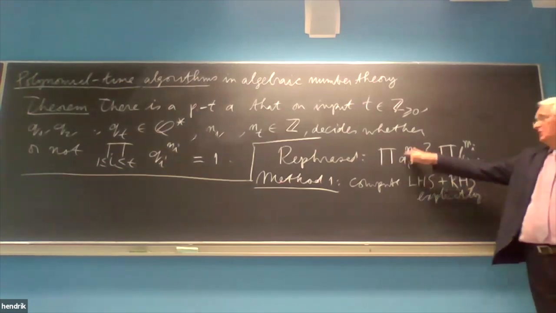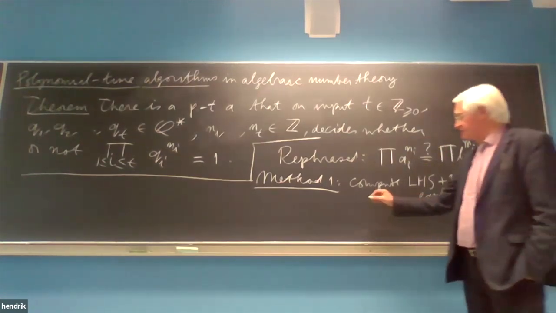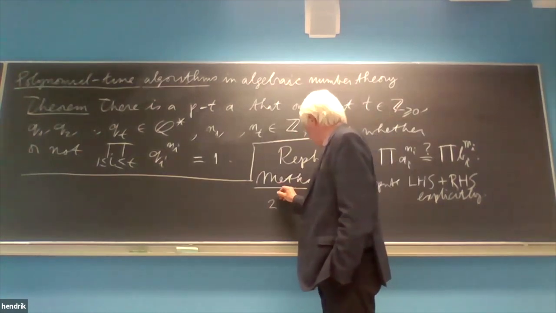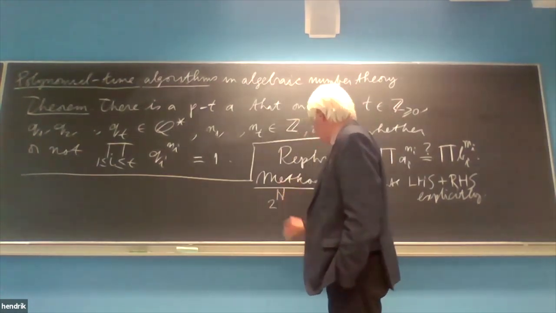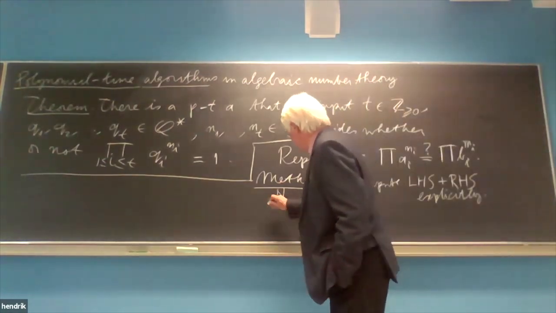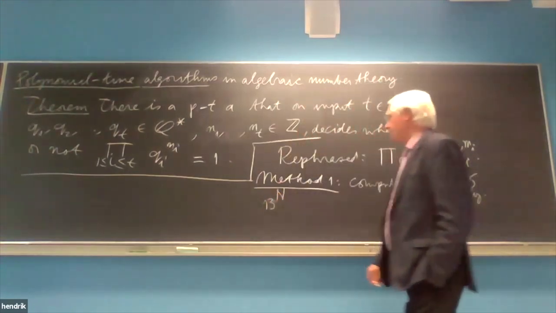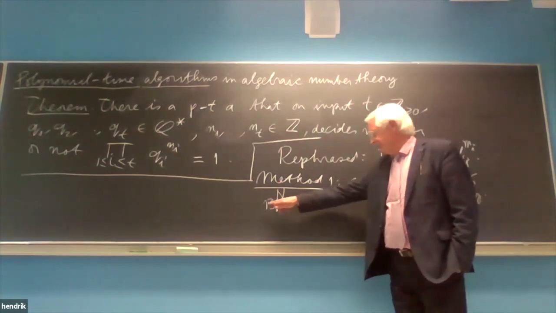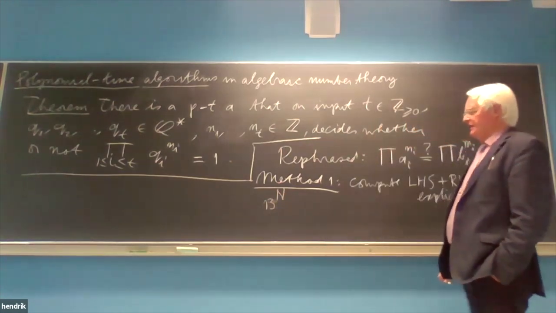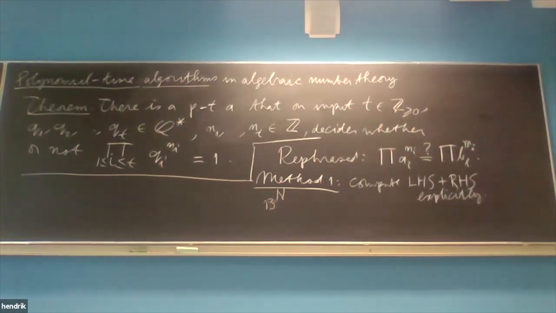And if you compute a number like this explicitly, for example, if one of these a's is equal to 2 and some number of these exponents is very large, call it capital N, then just writing down this output, or maybe in binary, let's just replace it by 13 to the power N. If you write it down in binary, then the number of binary digits will be approximately linear in N, so you are not able to write down that number, let alone compute this. So this method is certainly valid and correct, but it is not polynomial time because the numbers that you encounter are too large.